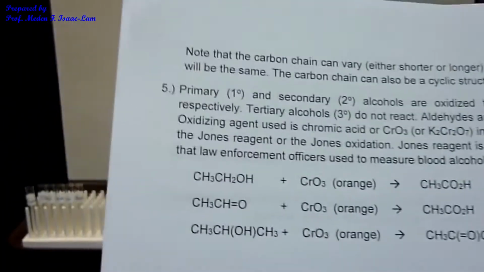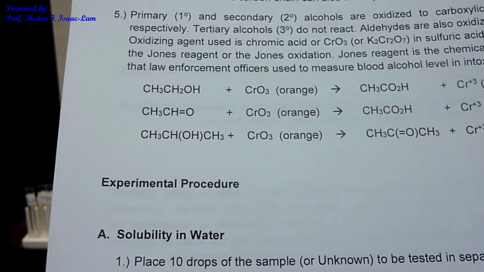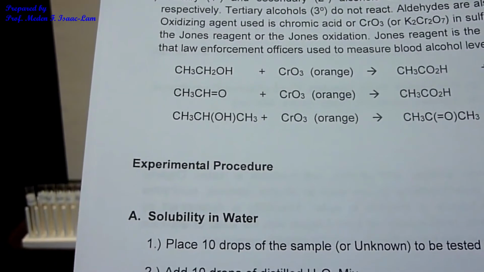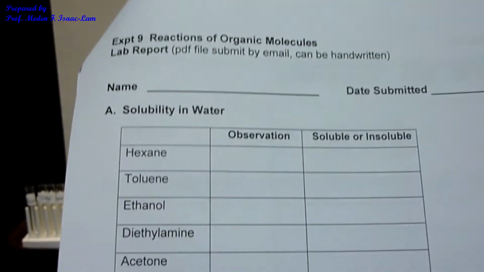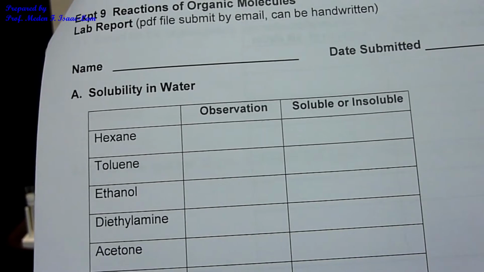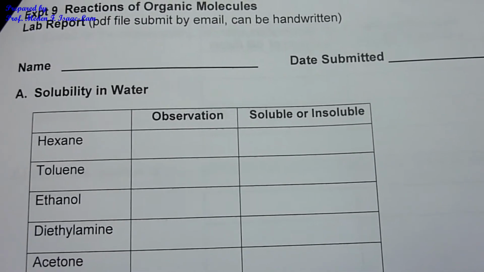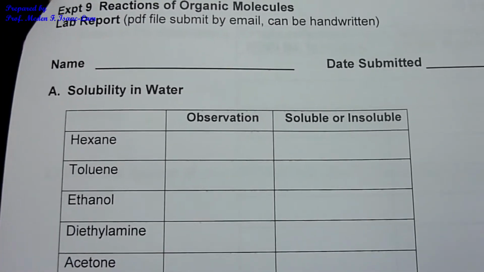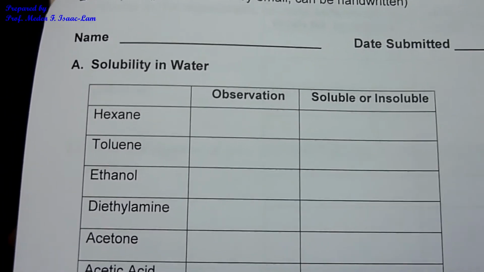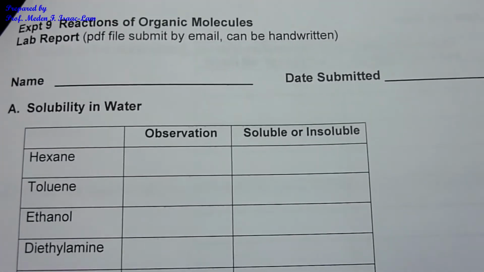First part of the experiment is part A, which is solubility in water. I'm going to place 10 drops of the sample in a tube and then add 10 drops of water and then mix it. Observe and record the results. In the lab report, you write your observation, and then whether it is soluble or insoluble in water. If it's soluble, you will see only one layer. If it's insoluble, you will see droplets, like a mixture of salad dressing, oil and water. That means it's immiscible or insoluble in water.